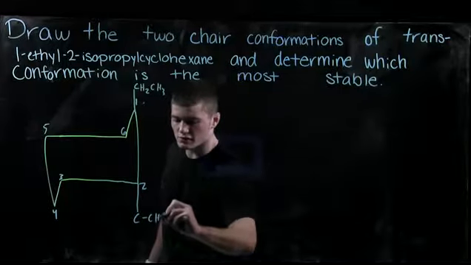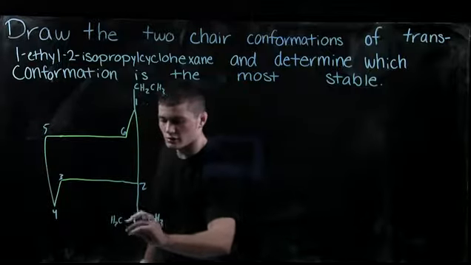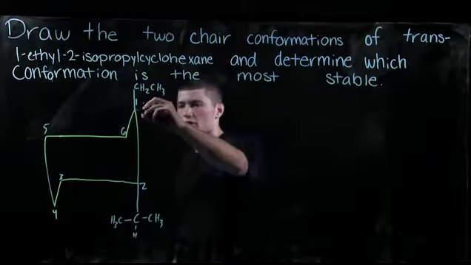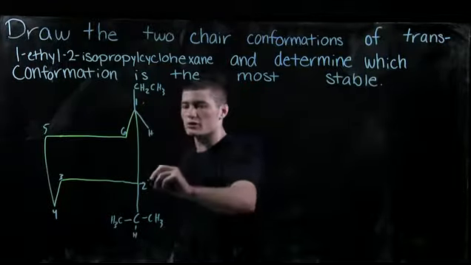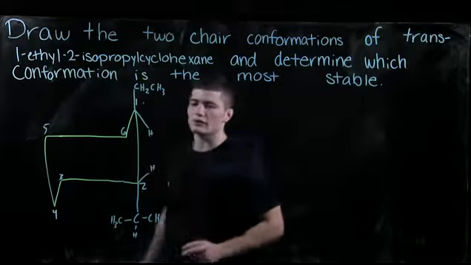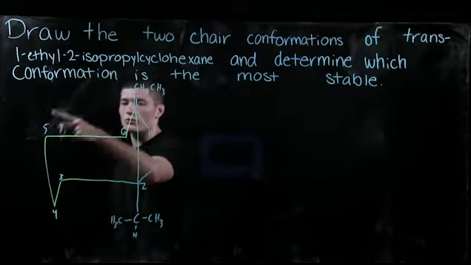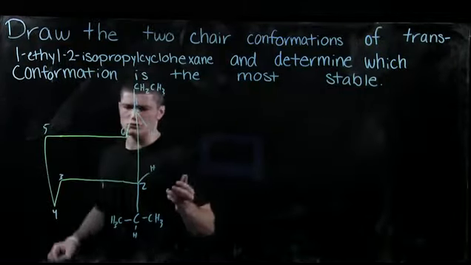CH3, CH3, H. Now, there's also an equatorial group here and here, which have hydrogens. And if it helps you to go ahead and draw through all the rest of them, just so you're not confused, where's axial, where's equatorial.